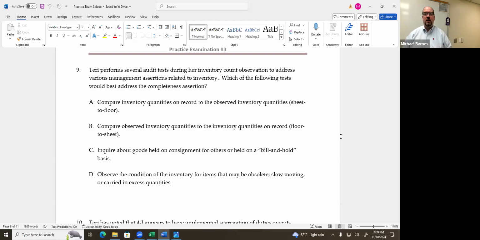What's the assertion here? EO, okay? A is not correct. Compare observed inventory quantities to inventory quantities on record. What's floor to sheet? What are we testing here? Completeness, this is our answer, okay?